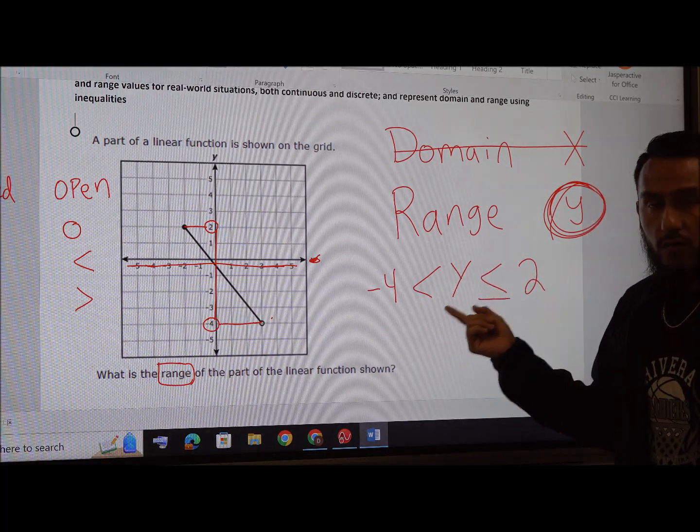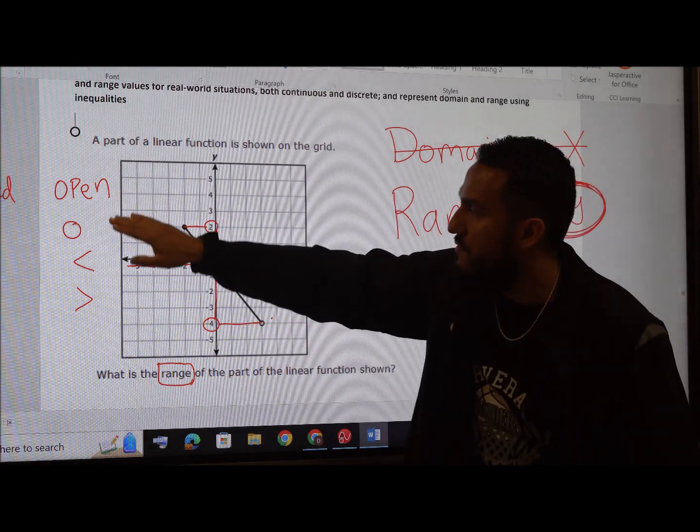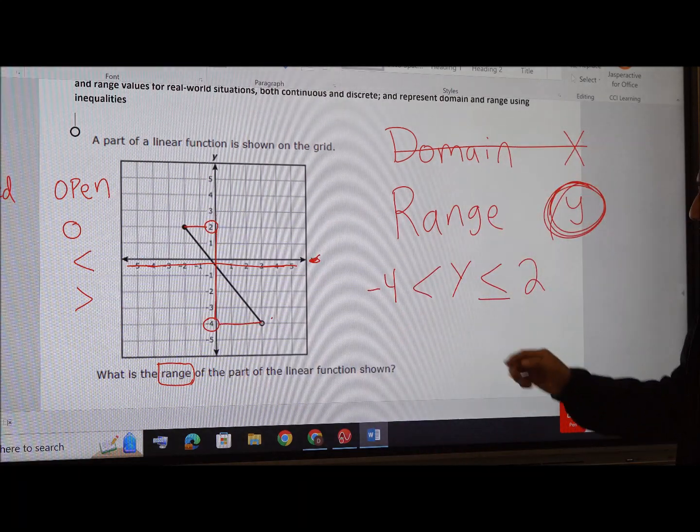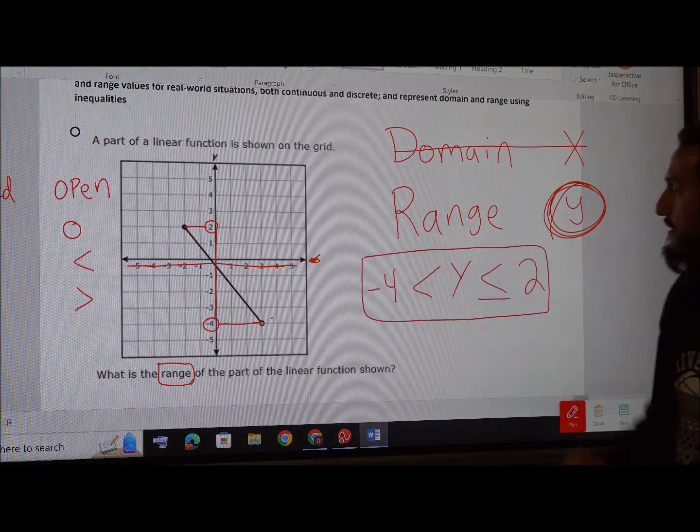On the -4, you don't have to include the line because the -4 has an open circle. And we know that open circles do not have the line at the bottom. So right here, we're going to leave that the way it is. So the range of this example would look something like this.